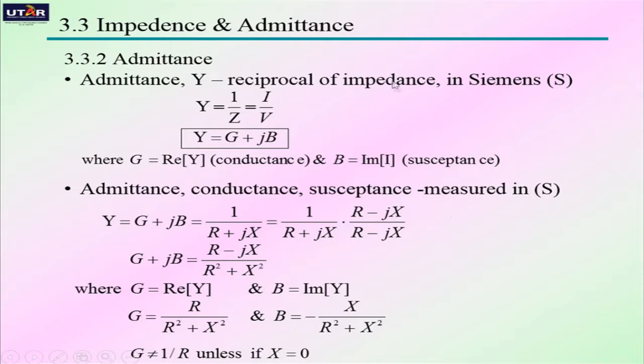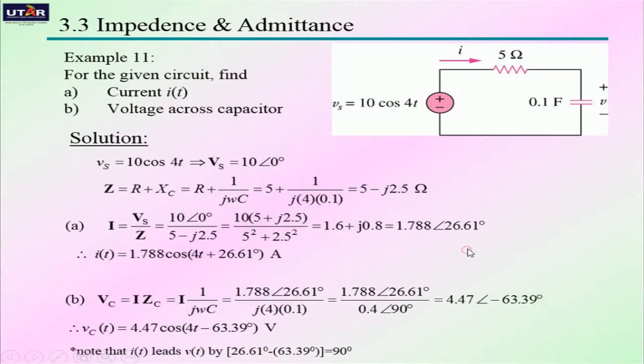The reciprocal of impedance is given by the symbol Y, and it's known as the admittance. The real part of the admittance is known as the conductance, and the imaginary part is known as the susceptance. Let's have a look at example 11.